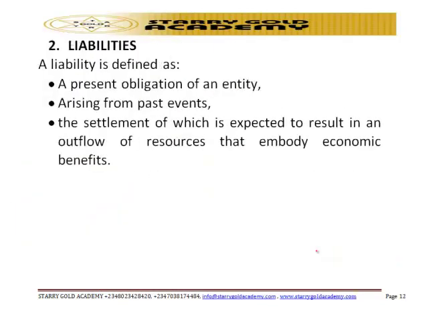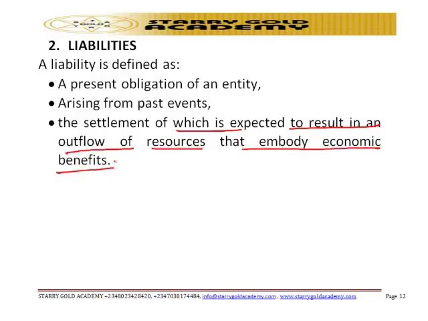So the second one is the liability. Liability is simply defined as a present obligation. The obligation has to do with indebtedness. It has to do with the owings of an entity, which arise from past events. So it arises as a result of what happened in the past, which resulted in now. So for instance, I came to borrow something from you in the past, and I'm still going to pay you sometime soon. So currently, I'm owing you. Now it is a present obligation that arose from past events that happened some time ago. The settlement of which is expected to result in an outflow of resources that embody economic benefit.